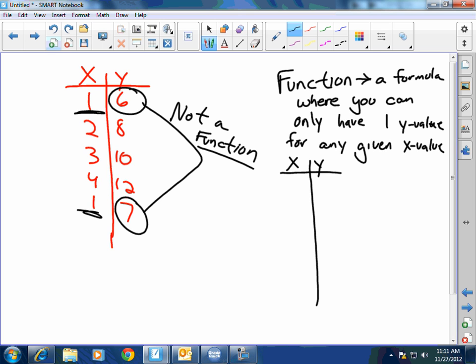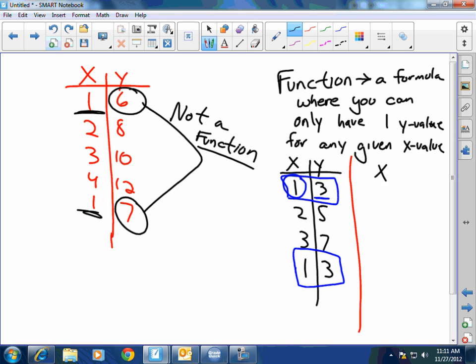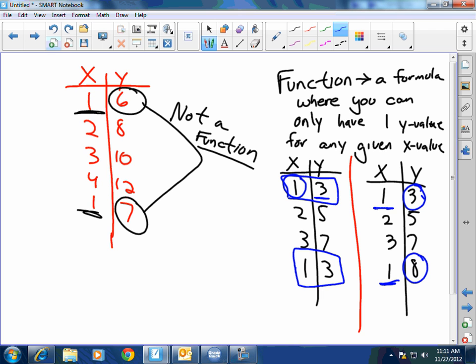This is a function: 1, 3, 2, 5, 3, 7, 1, 3. Do you see that when x was 1, y was 3? When x is 1 again, y is 3. That's a function. Every time that x is 1, y will be 3. Forever. Because it's a function. Now, if I give you this same exact number scheme, but I go 1, 3, 2, 5, 3, 7, 1, 8. Can I have two different y values for the same x? No. So this would not be a function.